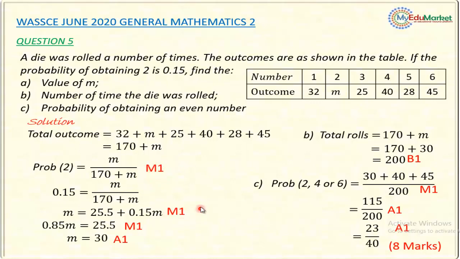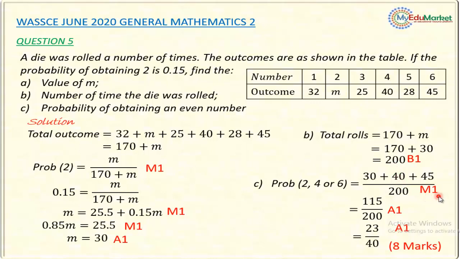The next method mark is for cross multiplying or clearing fraction. You are trying to solve for m, so you cross multiply here, and the next mark is here, method mark. The next is for solving. So when you have 0.85 m equals 25.5, you have that method mark. And for getting m accurately as 30, you have the A1. Then the next mark is the bonus mark, where you have total outcome as 200. So you have substituted m by 30 and get that 200 as the total possible outcome.